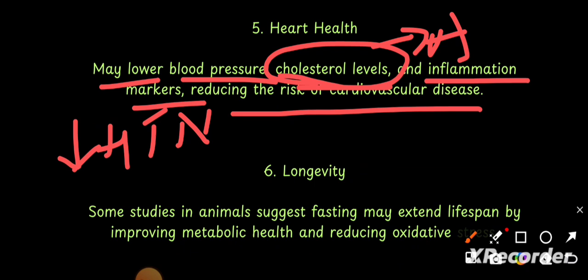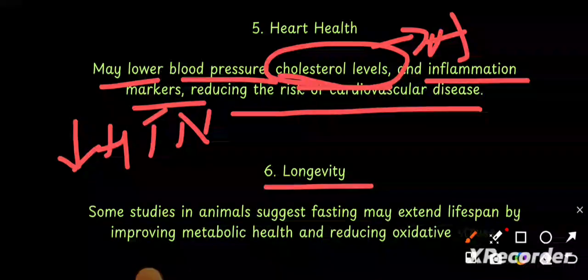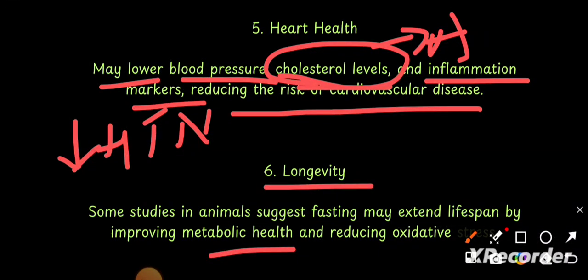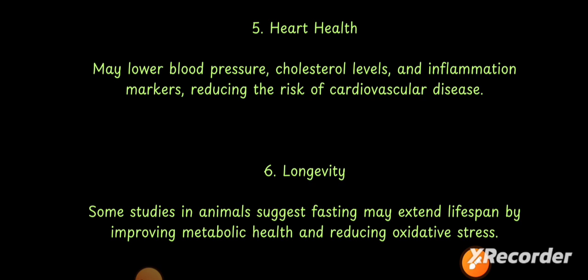By reducing all these risk factors, you could also potentially reduce the risk of getting a cardiovascular disease. So this is how intermittent fasting also has an impact on the health of your heart, and it also helps in longevity. Some studies on animals have shown that by doing intermittent fasting, you could potentially extend your lifespan by improving your metabolic health and by reducing the oxidative stress on your body. So by reducing oxidative stress, you could extend your lifespan.